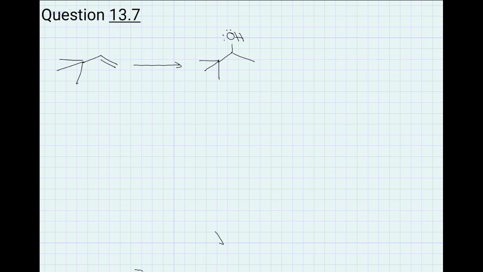So let's take a look at this problem. It was question 13.7 part E that we talked about in class yesterday, and there seemed to be a little bit of confusion as to how this reaction works. You can see from this reaction here that we're generating an alcohol from an alkene. So this is an addition reaction, and you can see very clearly that this is a Markovnikov addition.